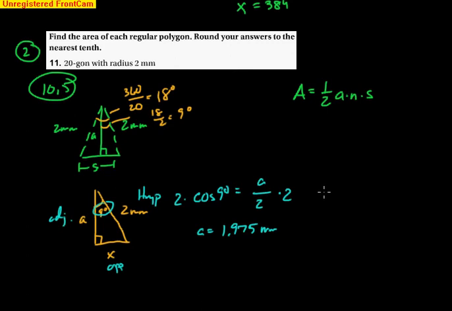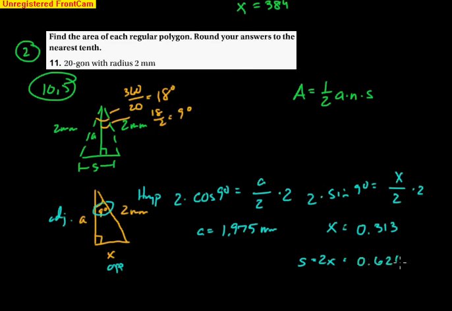Now to find X, that's the opposite side. Again, use the hypotenuse. That's sine. Sine of 9 degrees equals the opposite X over the hypotenuse 2. Multiply both sides by 2, so X is just 2 sine of 9, and that comes out to be 0.313. But that's X, and X is half of S. So to find S, the side length, we have to double that. So press times 2, and that gives 0.626 millimeters.